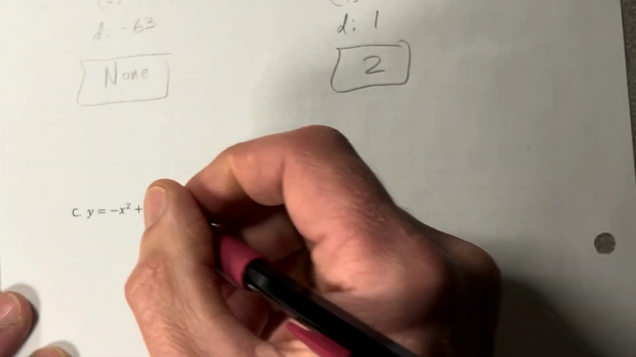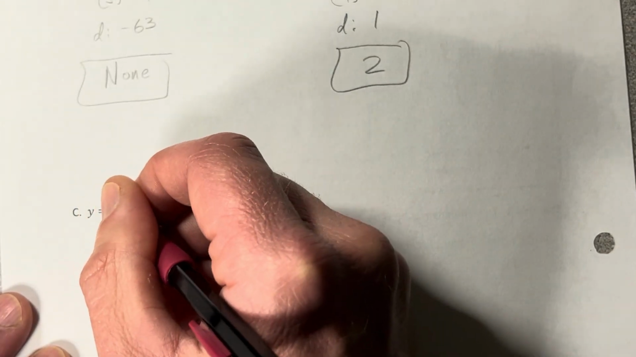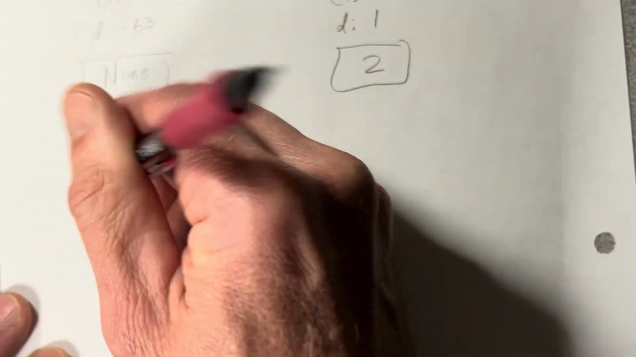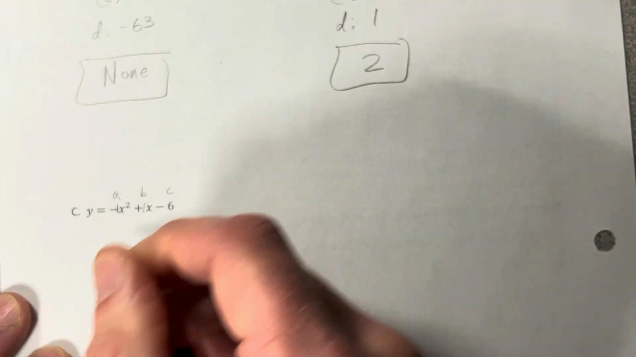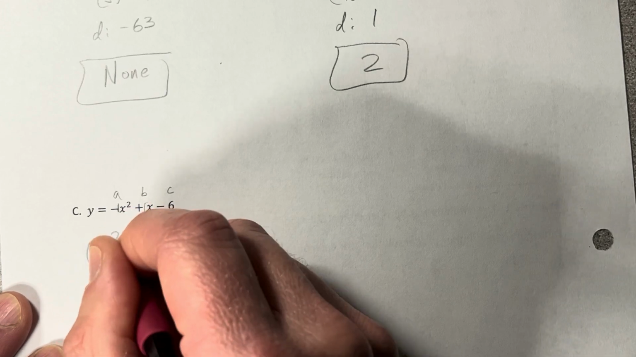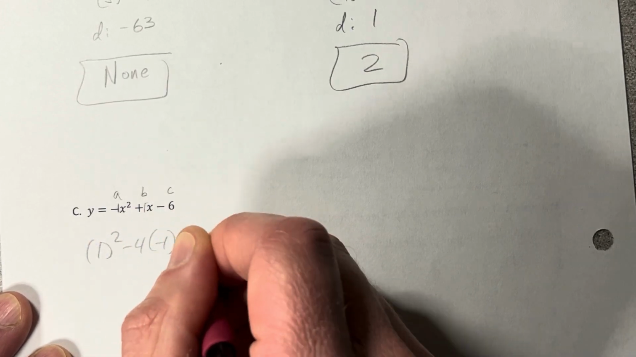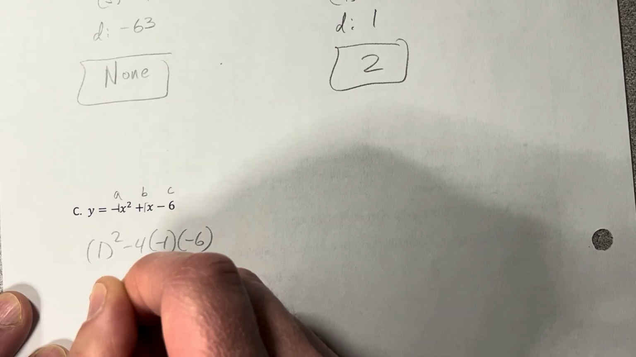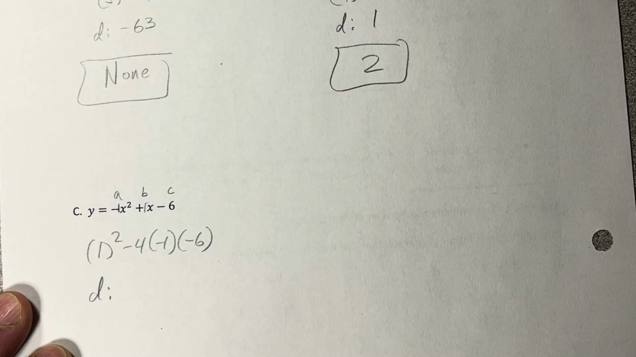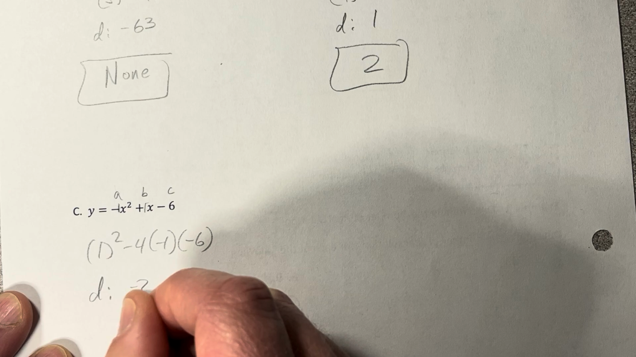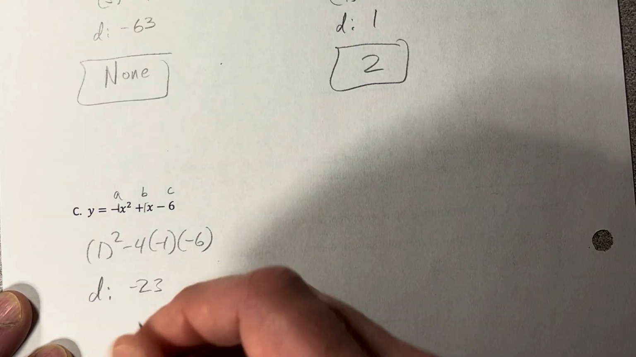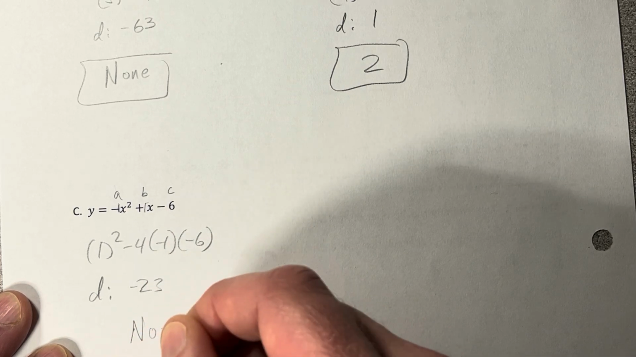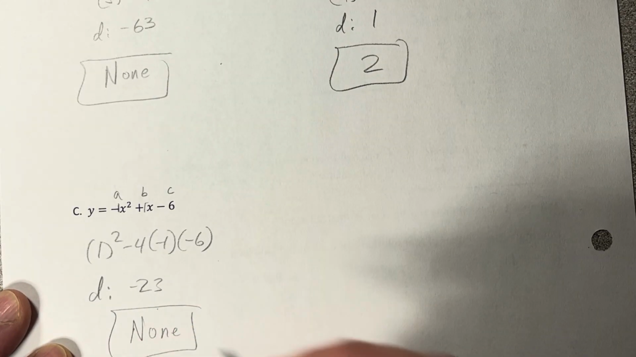And finally, b squared. Oh wait, what am I doing here? Let's get A. A's negative 1, B's 1, C's negative 6. And yeah, b squared minus 4ac. And I get our discriminant to be negative 23. And again, use your calculator. Make sure you're doing that correctly. And negative 23 means, again, there are going to be no x-intercepts, none.